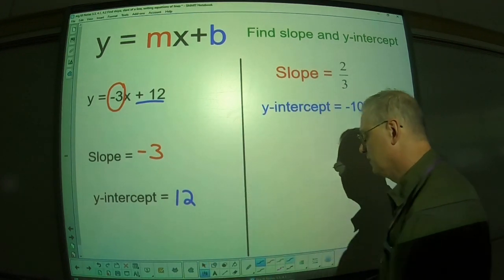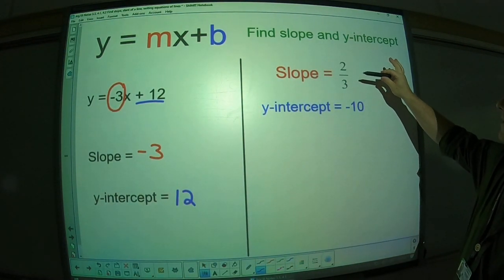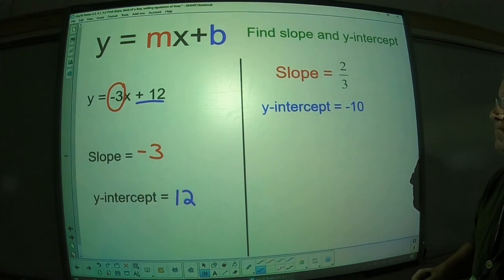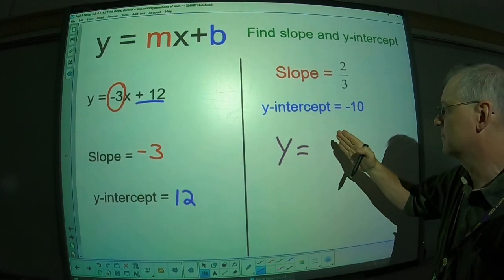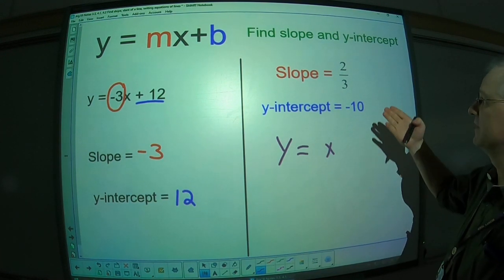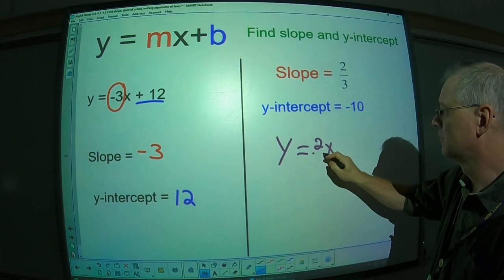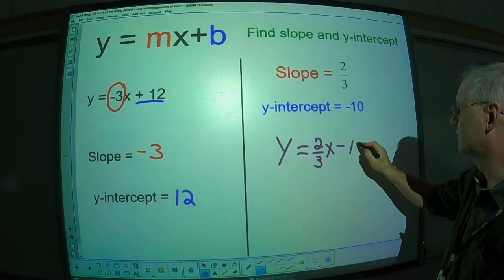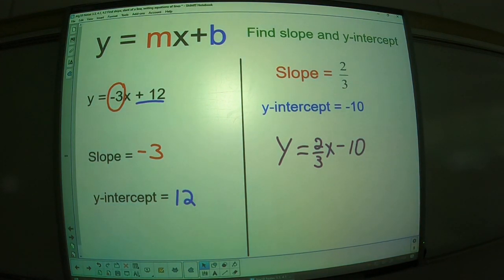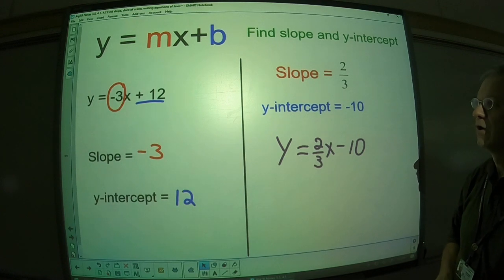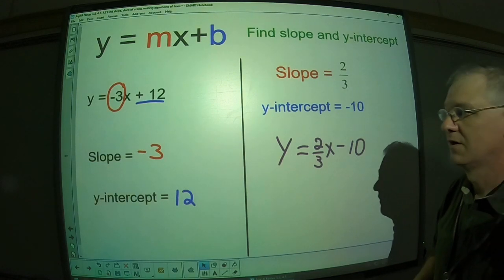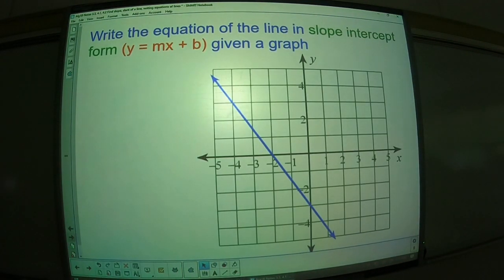Now, if we come over here and we are given the slope and the y-intercept and we're trying to find the equation, we just have to say y equals blank x plus or minus blank. And we're going to fill in those blanks with the slope and the y-intercept. And now I have my equation of a line when I'm given slope and y-intercept. Or I can pick out the slope and y-intercept given the equation of the line. Let's check this one out.